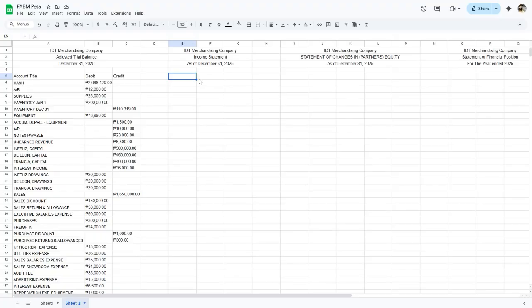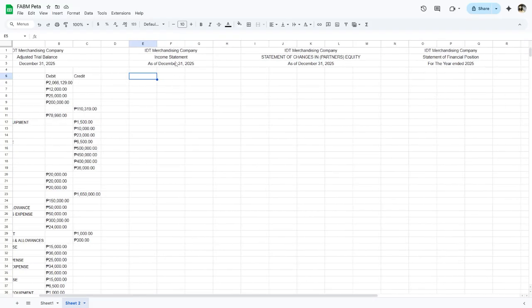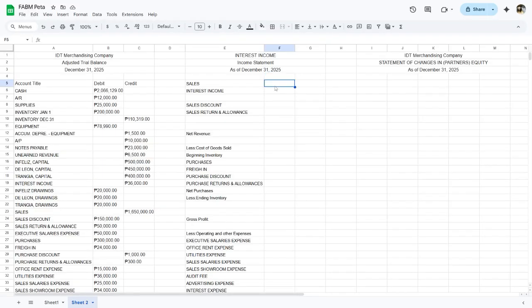So let's begin. I usually start at the income statement, which makes it easier because we need the partners' equity for the balance sheet, and we need the income statement for the partners' equity. I copied the list to make things flow smoother. Let's get the values of our sales and interest income, and add them together.